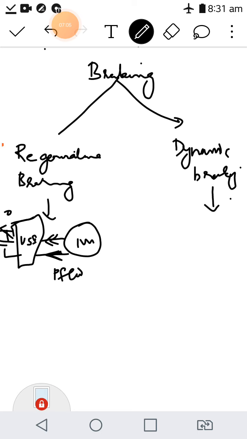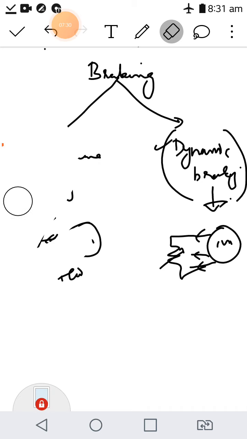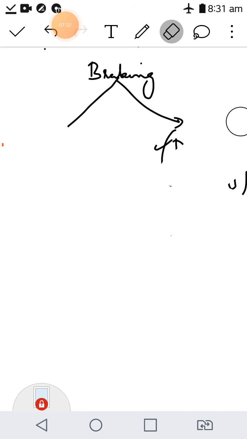And what is dynamic braking? The power generated by the induction machine is wasted in a resistor. For quick braking of this machine, if the power is dissipated in a resistor and not used for any useful application, then that type of braking is known as dynamic braking in an induction machine. We will discuss these two, dynamic braking and regenerative braking. First, let's see dynamic braking.